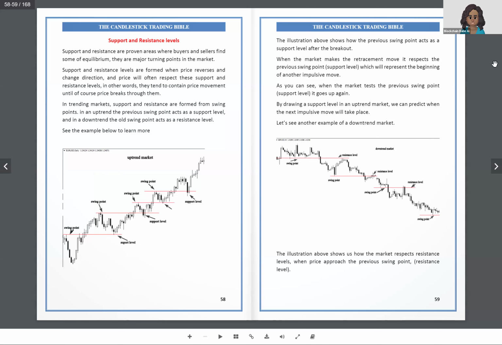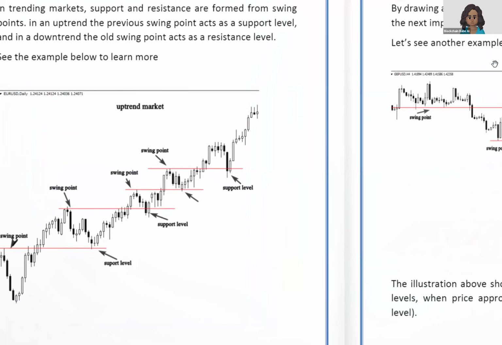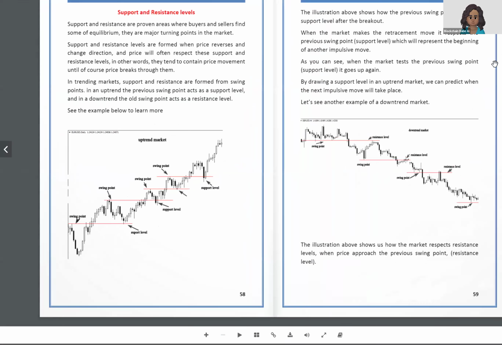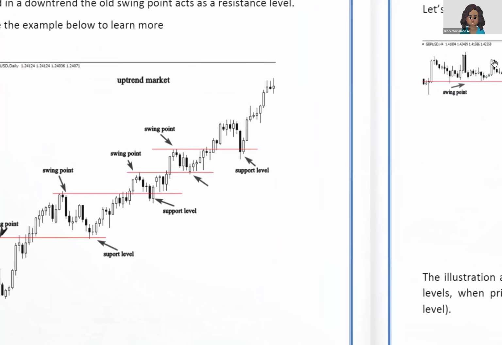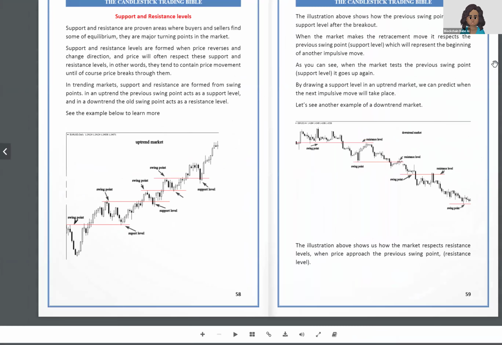In trending markets, support and resistance are formed from swing points. In an uptrend, the old swing point acts as a support level. And in a downtrend, the old swing point acts as a resistance level. Let's go ahead and see examples right here. Now, when you're doing your charts, it's not always going to be just a straight line above and stuff like that. These are different support and resistance levels that you can see, and you can also use these as a take profit opportunity too.